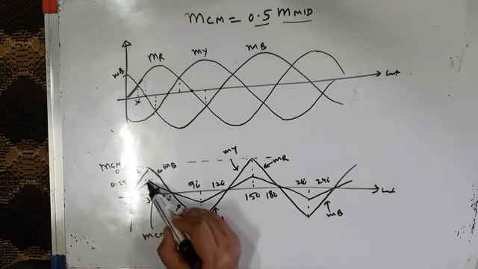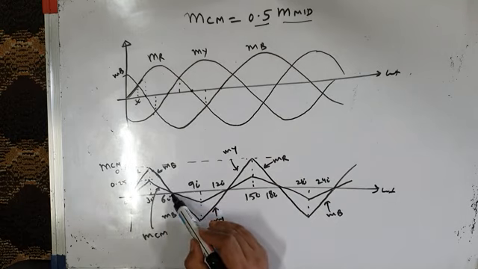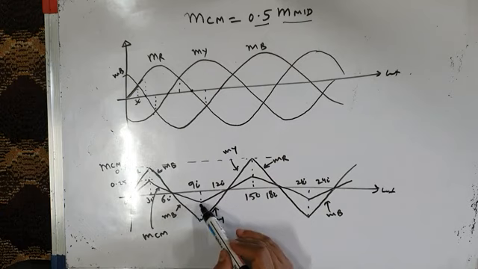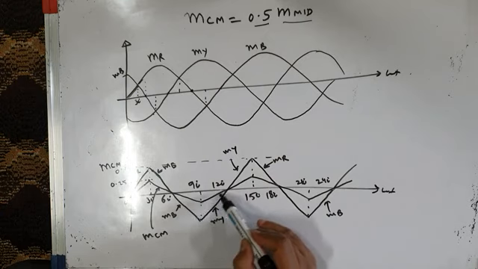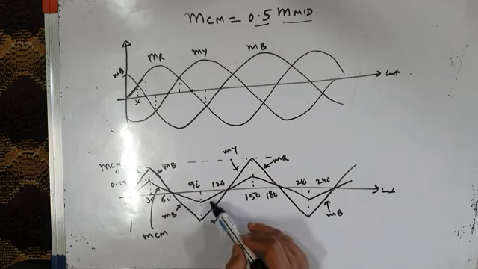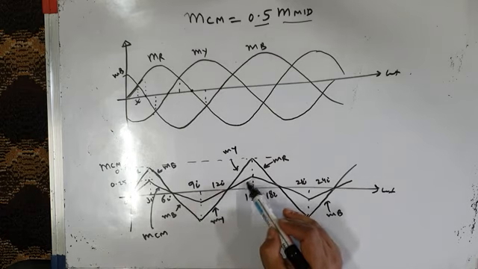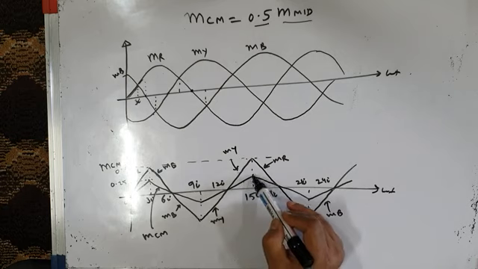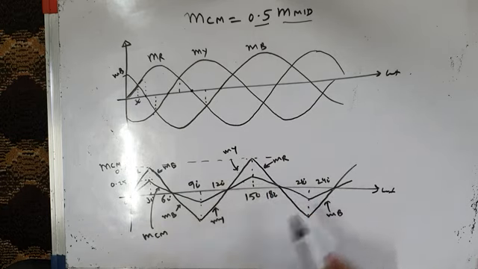So MCM is 0.5 M mid. It is 0.5 MR from 0 to 30 degrees, 0.5 MB from 30 to 60 degrees, 0.5 MB again from 60 to 90 degrees, from 90 to 120 degrees it is 0.5 MY, from 120 to 150 degrees it is still 0.5 MY, half of this. From 150 to 180 degrees this is MR, half of it is 0.5 MR, and so on. So this is how we generate the common mode signal.